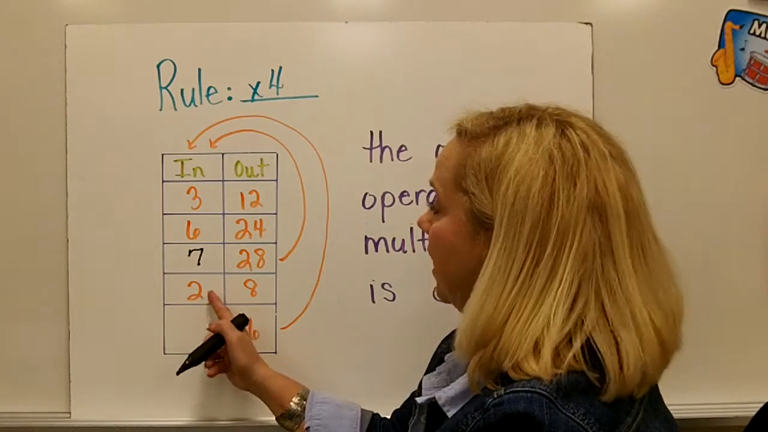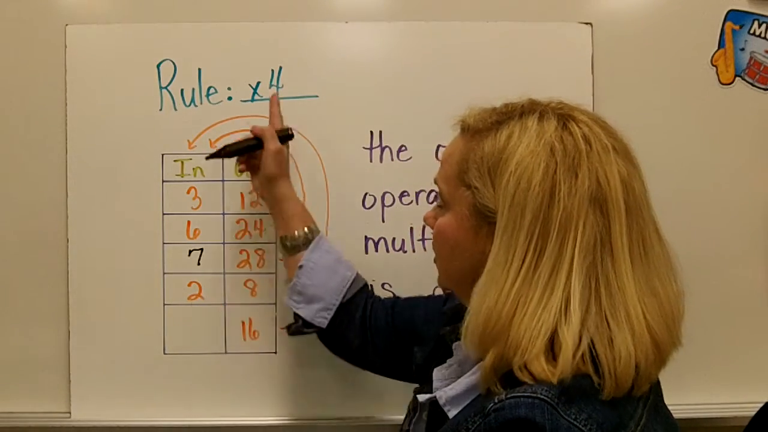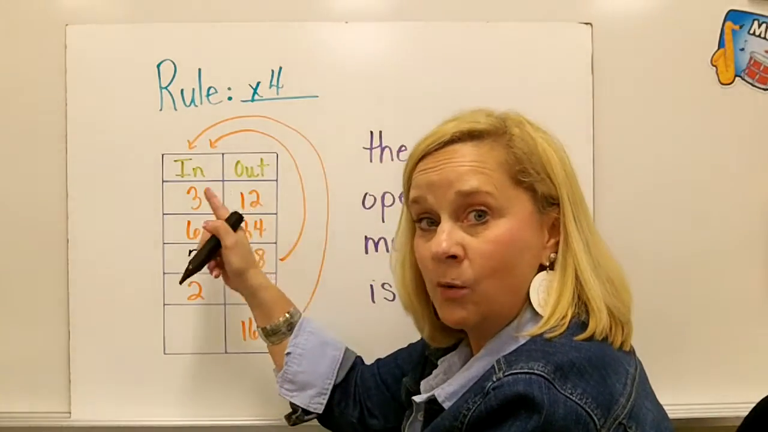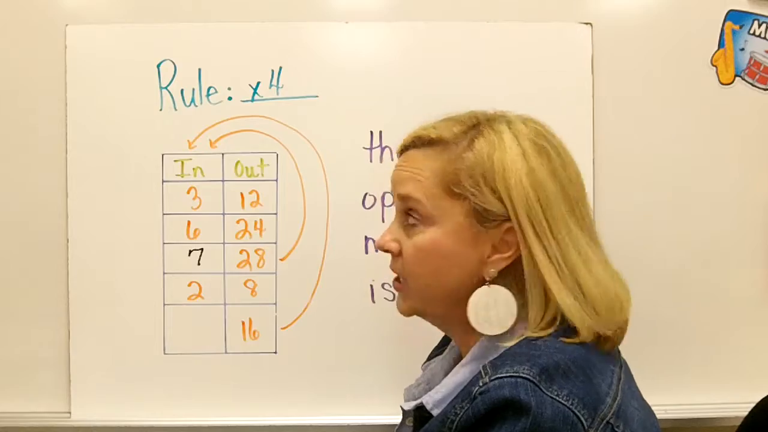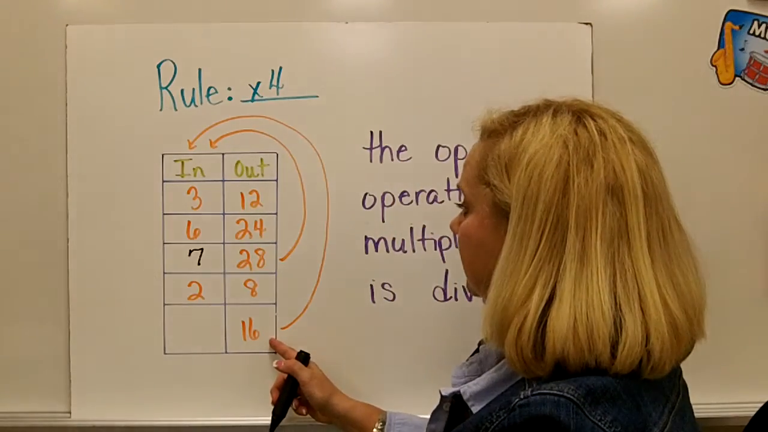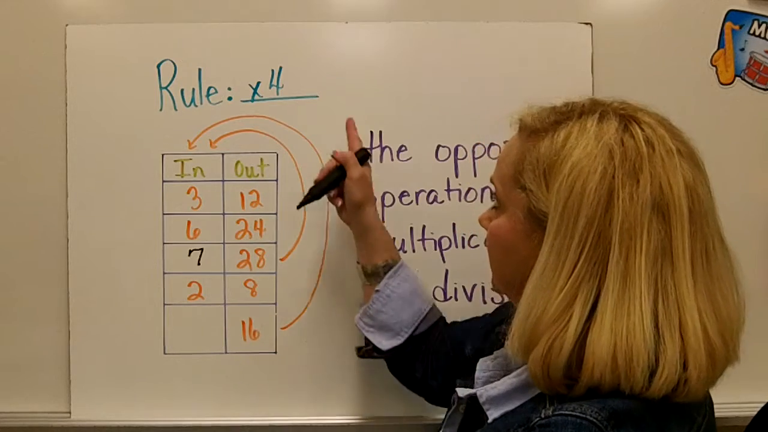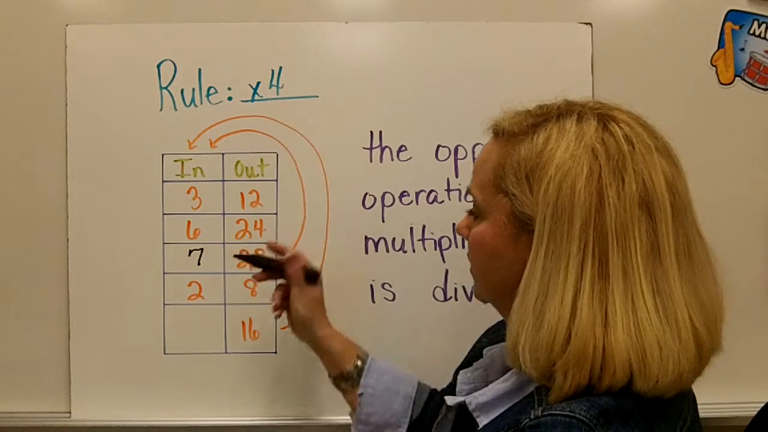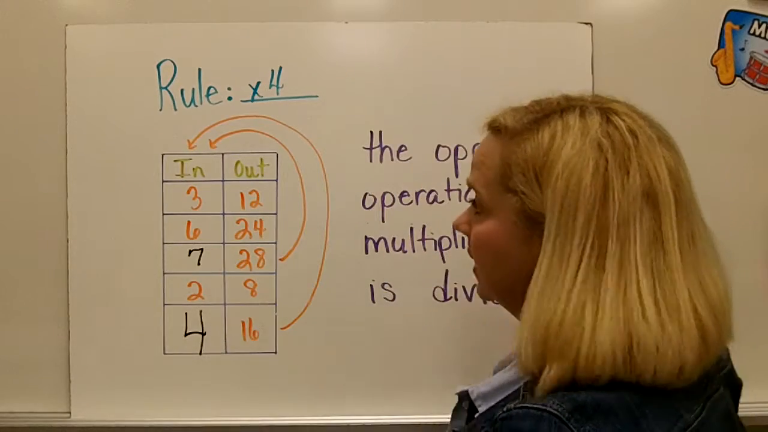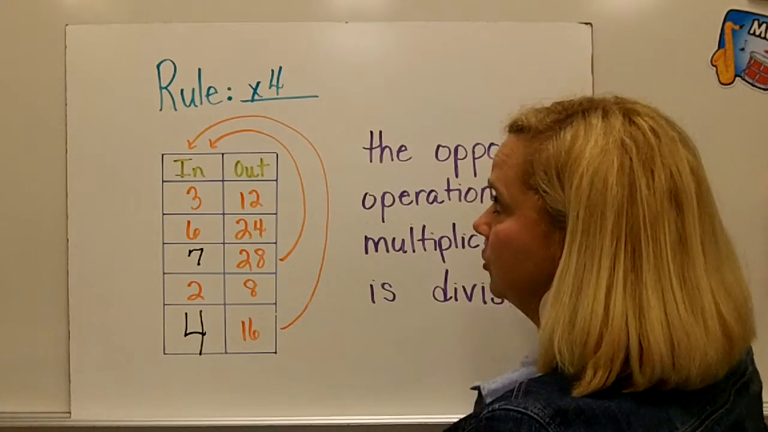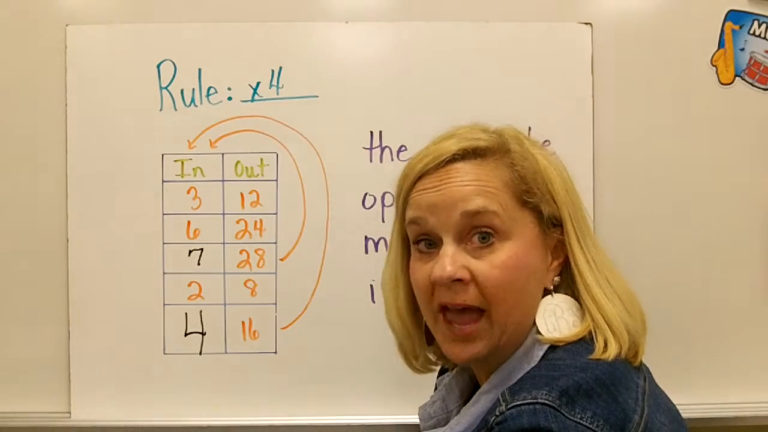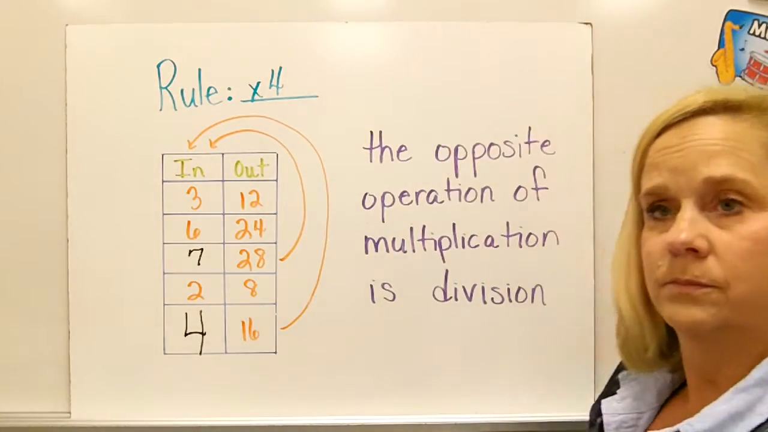All right? Now I have my input number here, so 2 times 4 is 8, but I'm missing another one. And going backwards, I have to do the opposite operation of multiplication, which is division. 16 divided by 4 equals 4. So when you're missing an input number, you need to do the opposite math operation that you have in your rule.